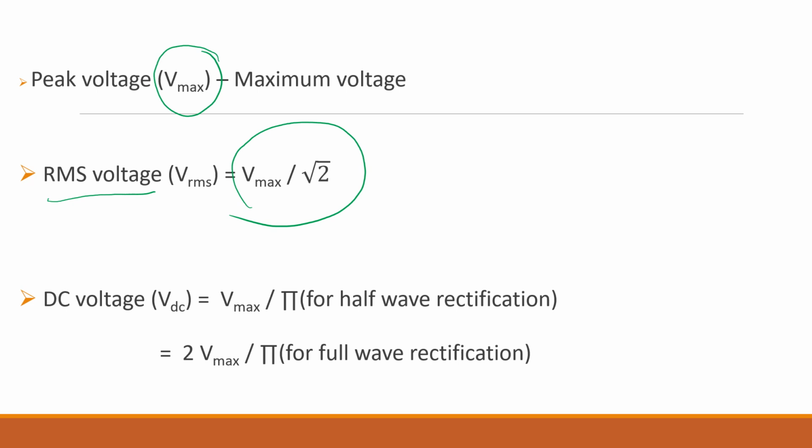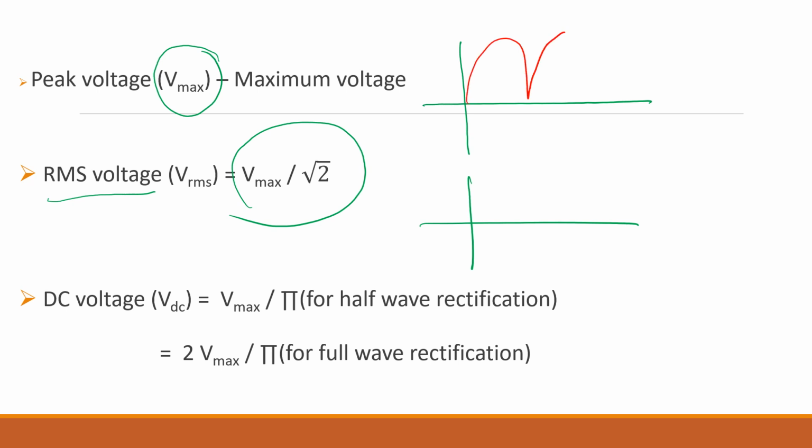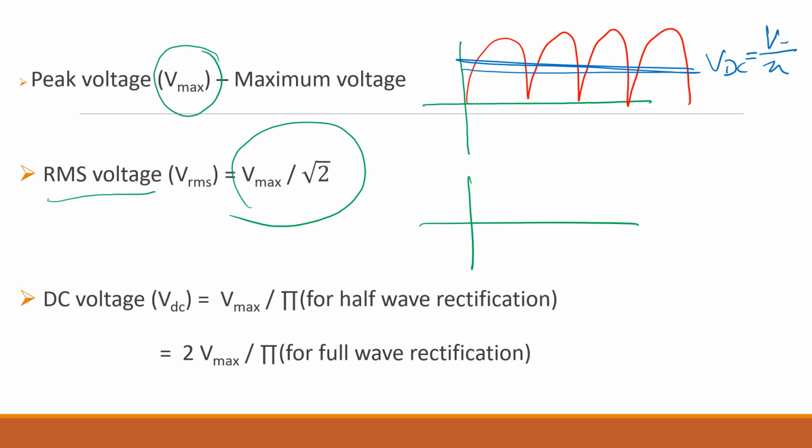And the DC voltage. So depending on your full wave rectification or half wave rectification, if you consider full wave rectification, you have your rectified one like this. To find the DC voltage, which can be taken from this, VDC is equal to 2 Vmax divided by pi. Pi, you know, the symbol that you have in the calculator, 3.14. So you can find the VDC for full wave rectification using this equation.